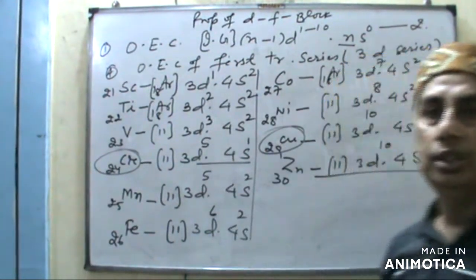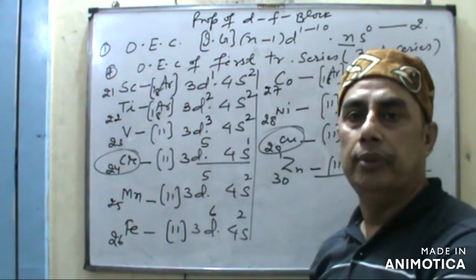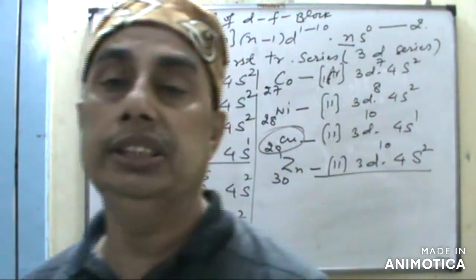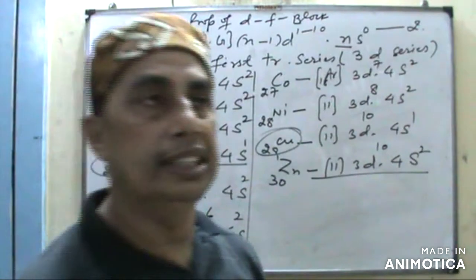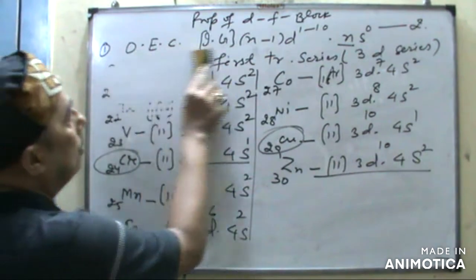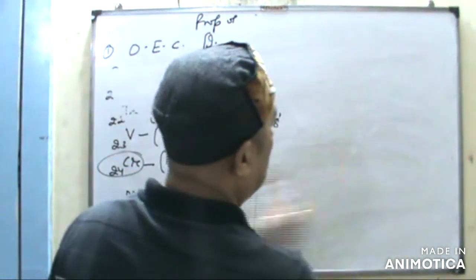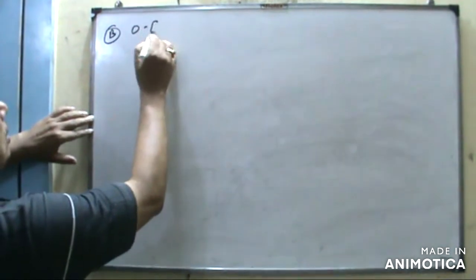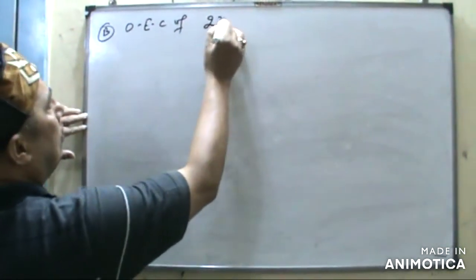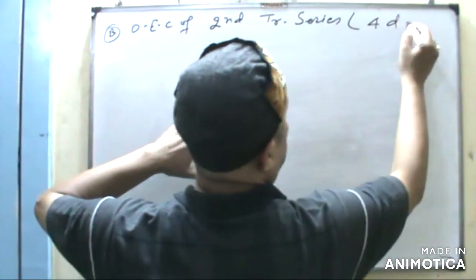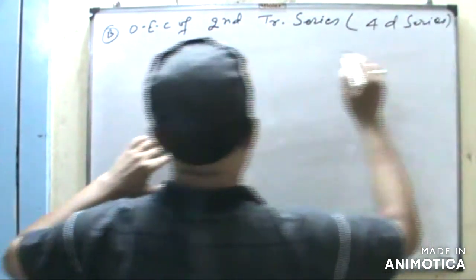So it is the first transition series. In the same way you can write the configuration of the second transition series, that is the 4d series. But some important exceptional cases we have to remember. You take the B part here. This is the B part. Outer electronic configuration of the second transition series, that is the 4d series, right?